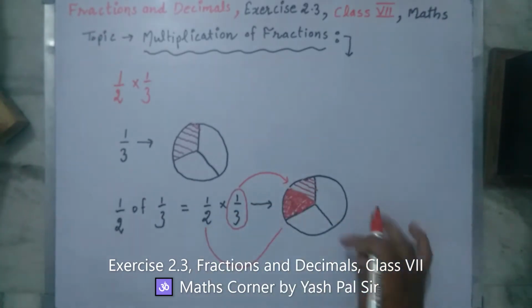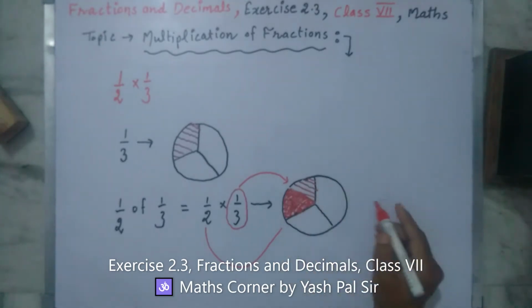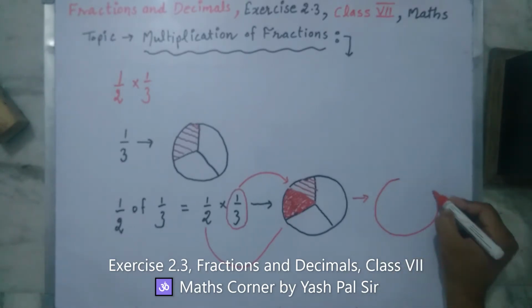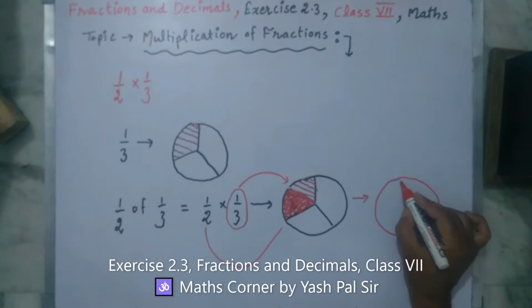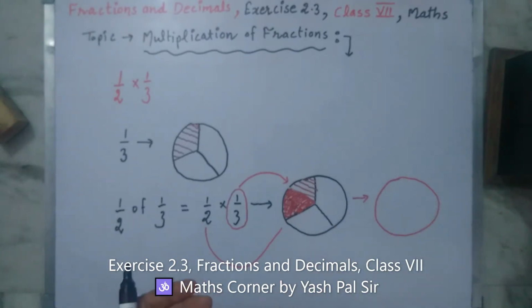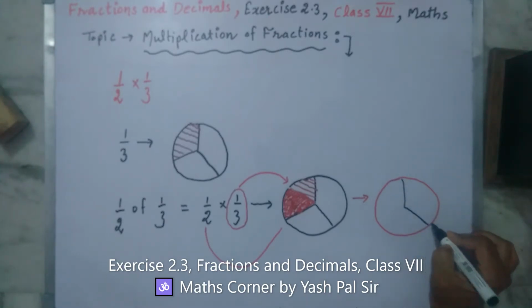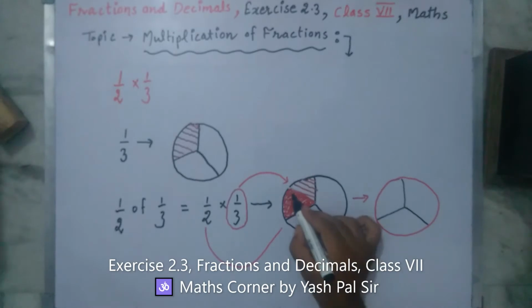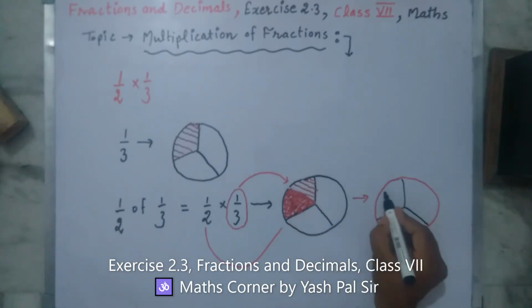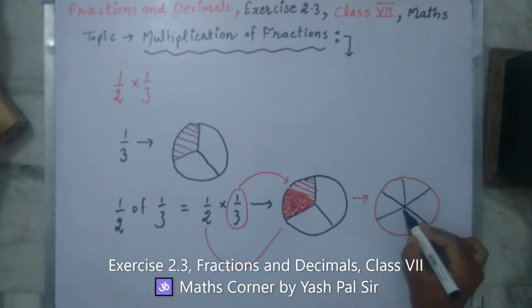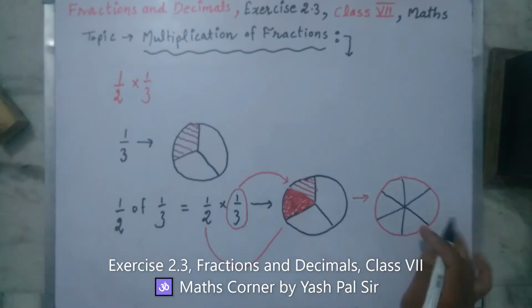Now how many parts of this circle will there be? We mean to say now the whole circle which was earlier divided into 3 equal parts, but because of this, each part is divided into 2 equal parts and one part is shaded.